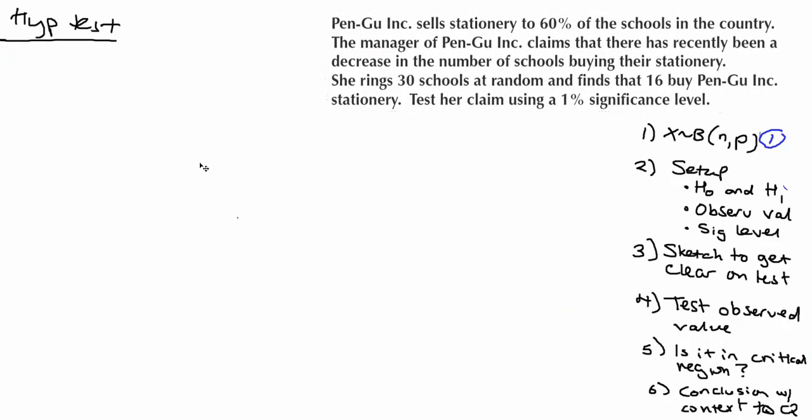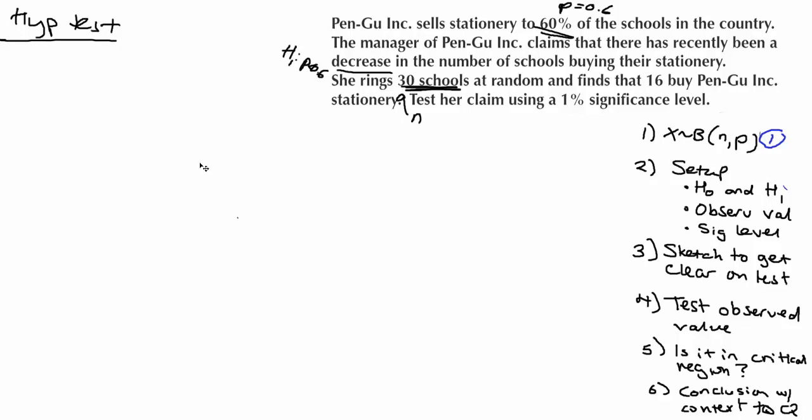Pengu Inc. sells stationery to 60% of schools in the country. 60%, by the way, that's probably P equals 0.6. The manager claims that there has been a decrease. So clearly H1 is talking about a decrease in the 0.6 of schools buying this stationery. She rings 30 schools, that's our N.